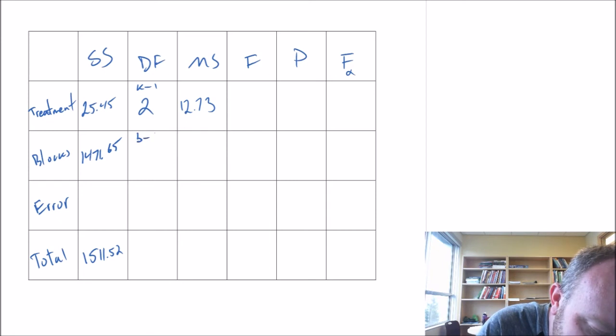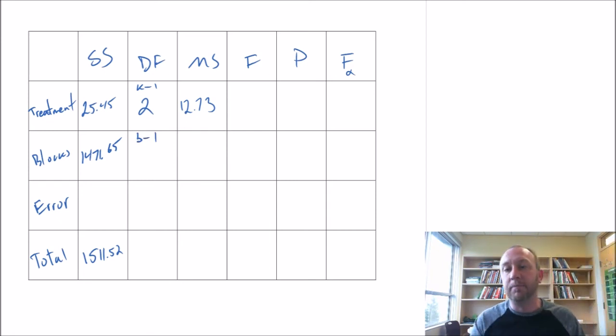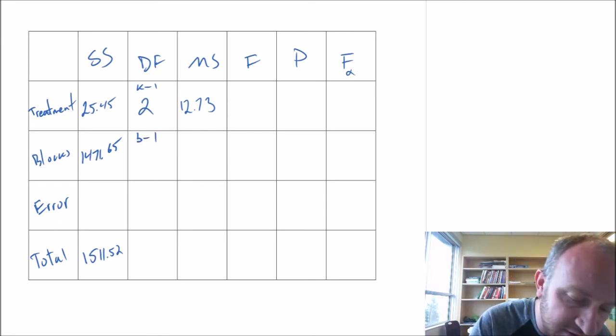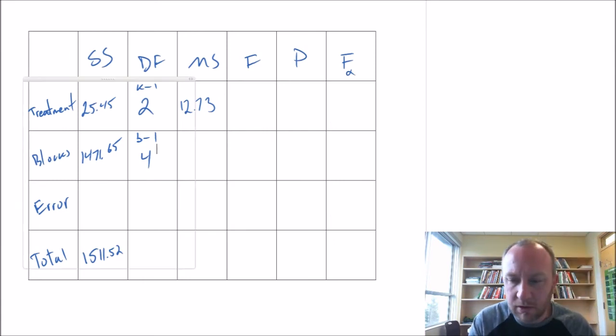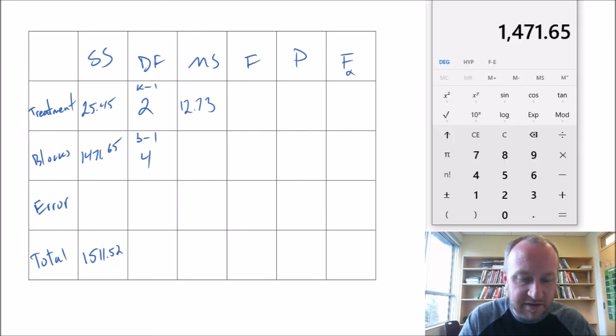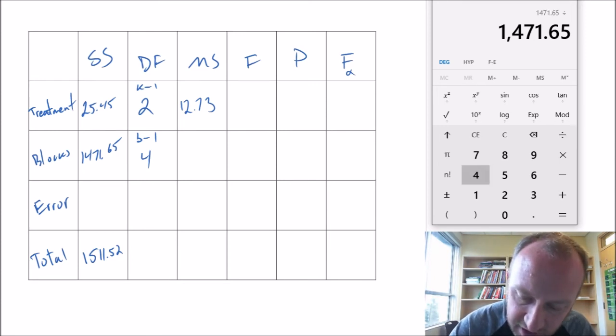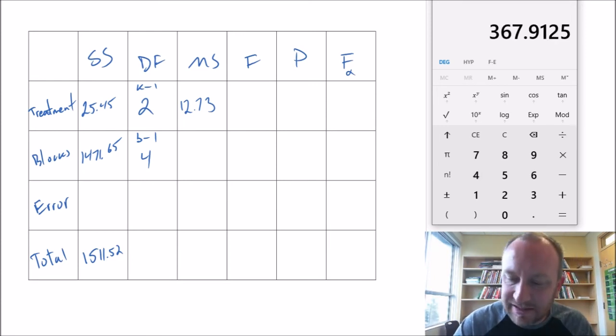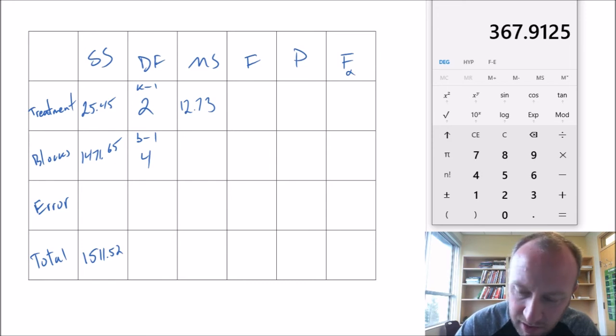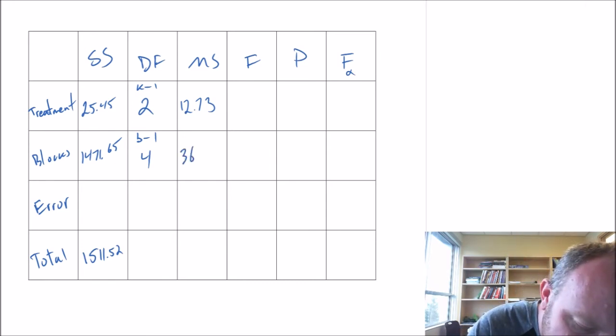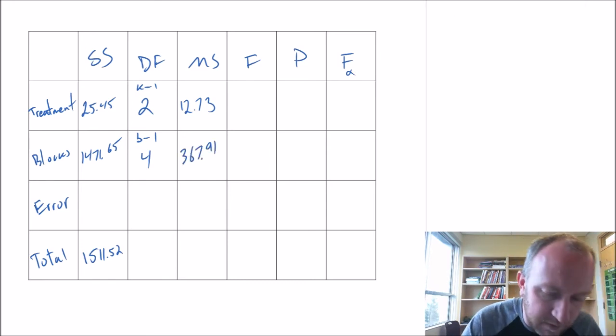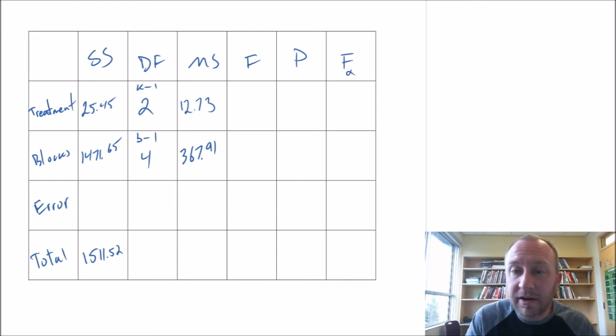Degrees of freedom on blocks. This is B minus 1. So we had 5 blocks, 5 minus 1 is 4. And so mean square block is 1471.65 divided by 4, which is 367.91. Okay.